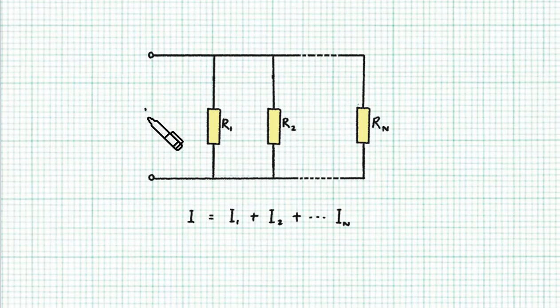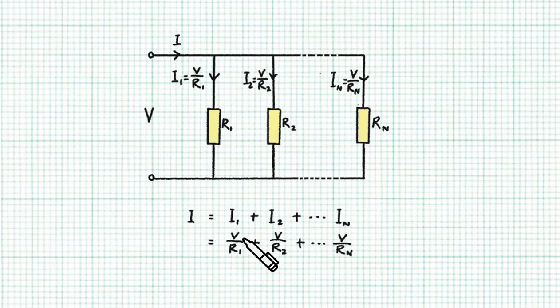Resistors in parallel will have the same potential difference across all of them, right? Same potential difference. So the current through R1 is V over R1, the current through R2 is V over R2, and the current through the nth resistor is V over Rn. And all these currents sum up to I, the current flowing through the resistor network. So I is I1 plus I2 all the way until In, which we can write as V over R1 plus V over R2 plus all the way until V over Rn.